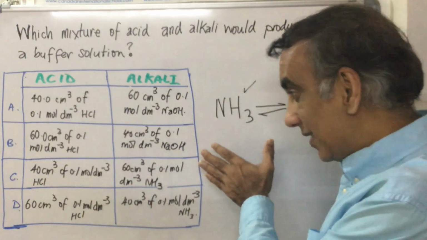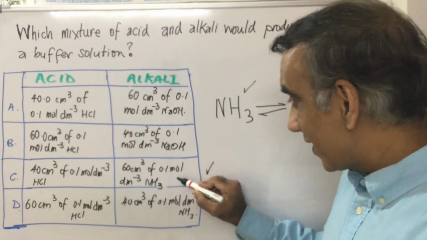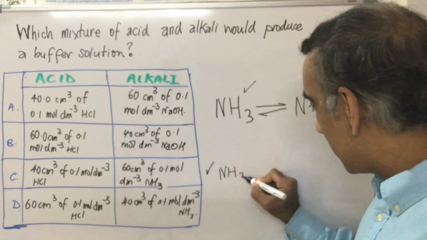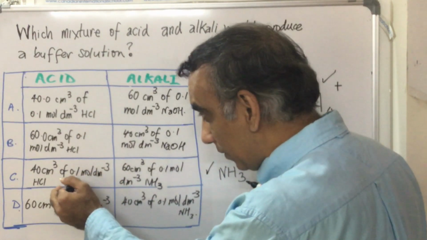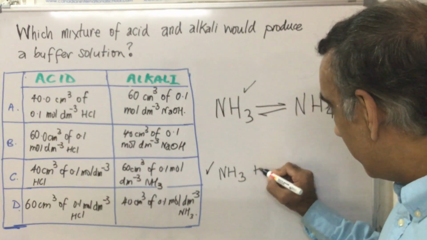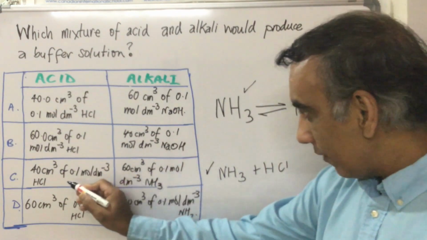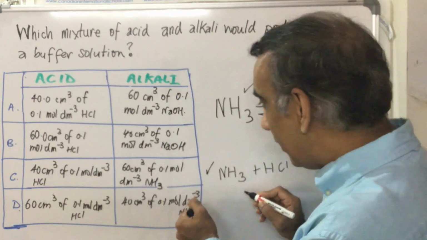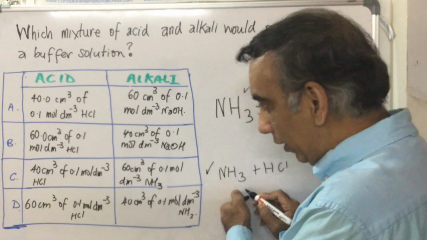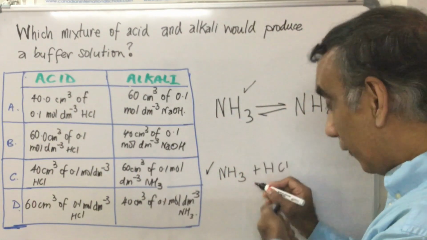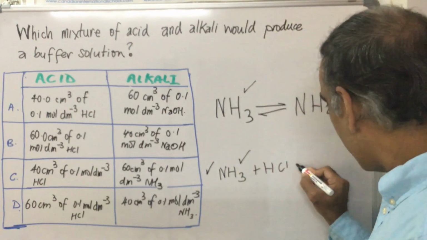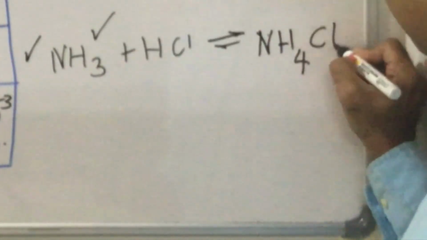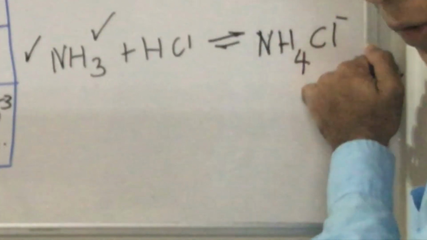That would be answer C, where you start with 60 cm³ of 0.1 moles per dm³ ammonia, NH3, and that's reacted with 40 cm³ of 0.1 moles per dm³ HCl. Because you have the same molarities and because the mole ratio is 1:1, you can be confident that you're going to end up with an excess. Not all of this 60 cm³ reacts, only 40 of it reacts and some of it is left over. And of course, some of it would be converted into NH4Cl, which could behave as a conjugate acid.